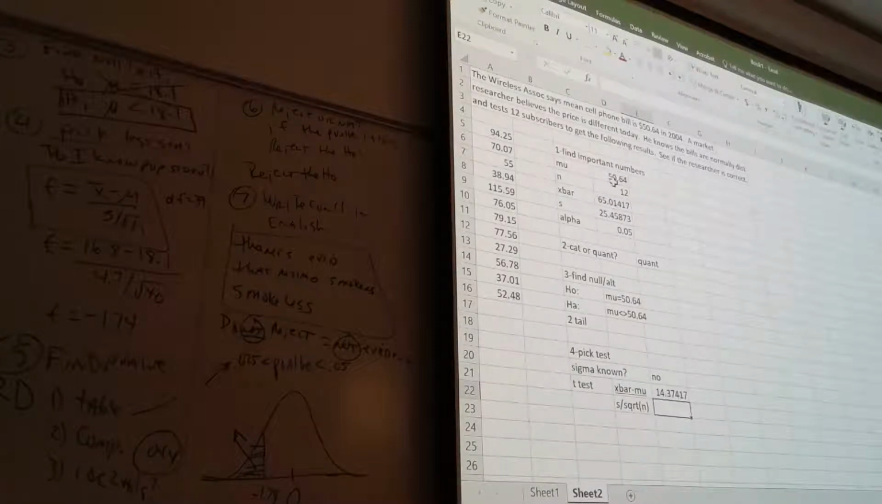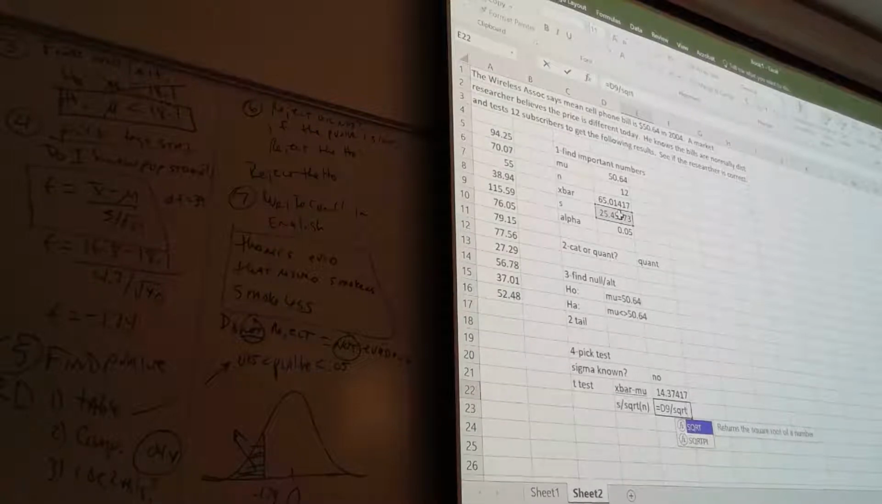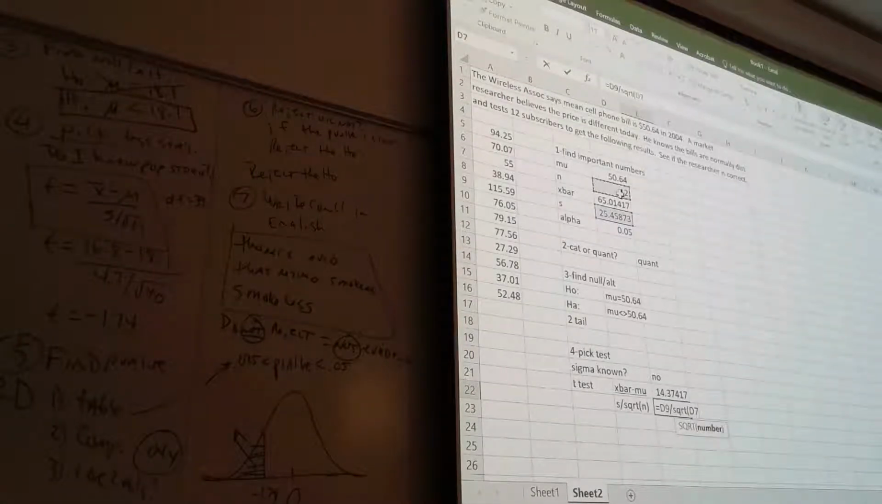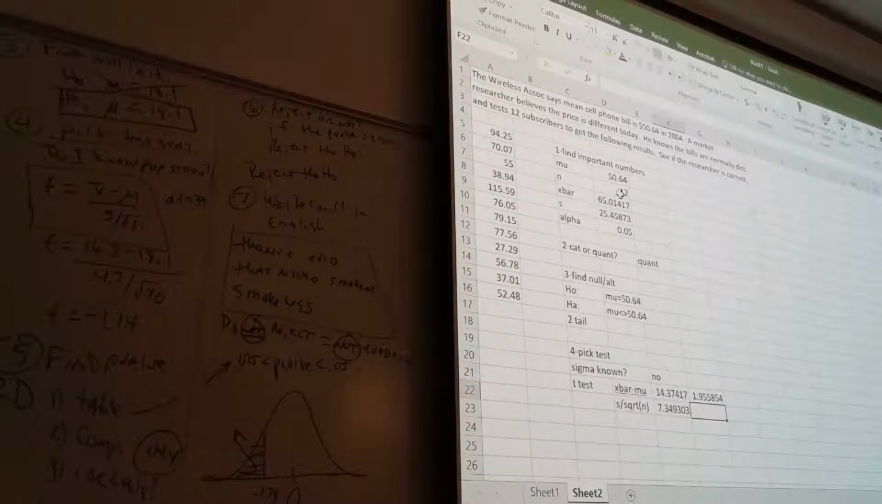Okay, that's your numerator. And then for the denominator, it will be the standard deviation for the sample, which is 25, divided by the square root of n, which is 12. 12, which is a very small sample. But we're getting away with it because we said it was normally distributed. Then we take our numerator, divide by our denominator, and we're going to get 1.955. That's my t-score. Okay? Step number 5 is what?